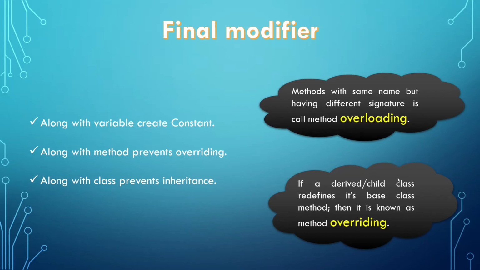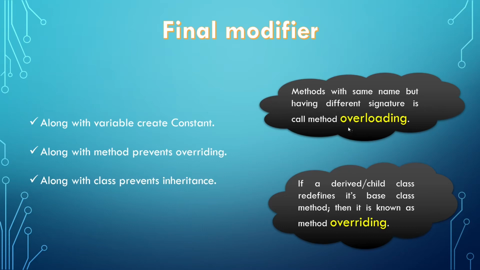Now the next we will discuss the final modifier. If you are using the final modifier with a variable, then it will become a constant. The final keyword or modifier you can give with the local variable or class member. Along with the method, if you are using final, then it prevents overriding. Overriding means if you are rewriting or redefining the parent method from a child class, then it is overriding.